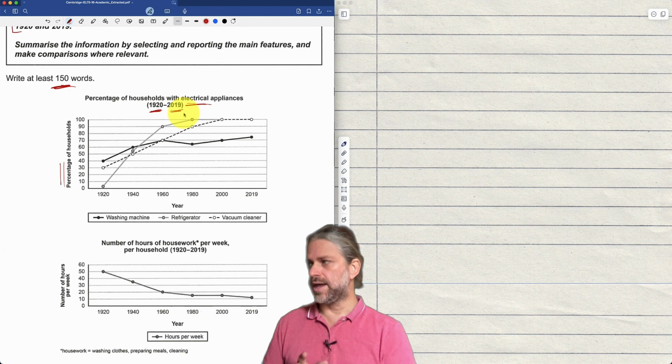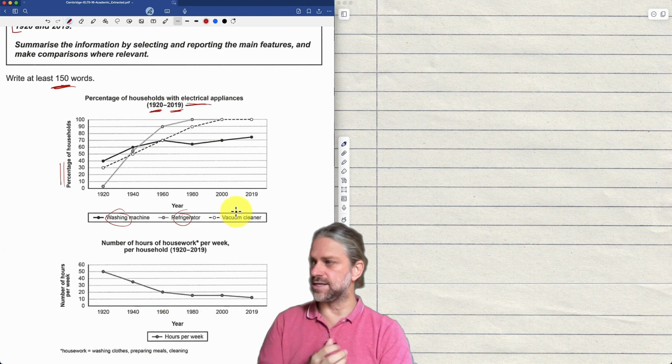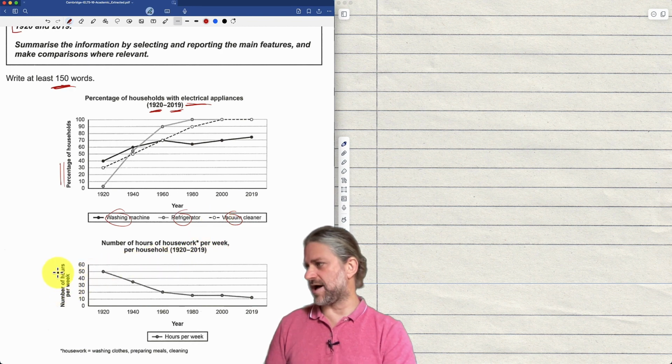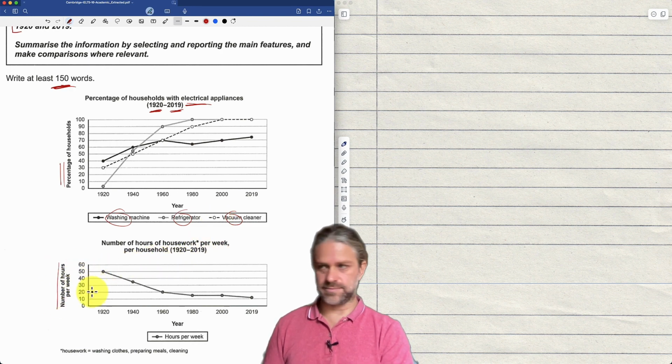Okay, and what do the different lines represent? Well, if we look at the black one with the black dots, that's the washing machine. The gray one is the refrigerator. Let's make that a bit smaller. So washing machine, refrigerator, and then obviously the dashed line is the vacuum cleaner. You should know what those things are. In the second graph, we can see that it's the number of hours that somebody spends. Usually, unfortunately, certainly prior to the 1960s, it would have been the woman in the house.